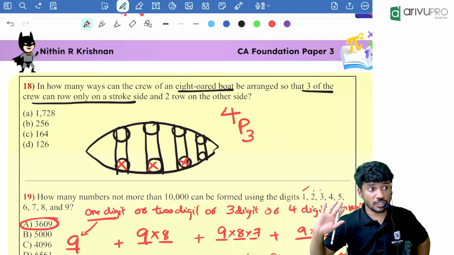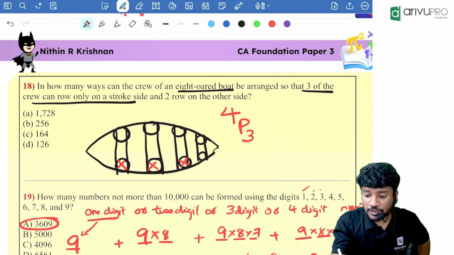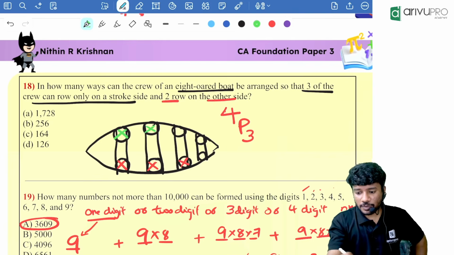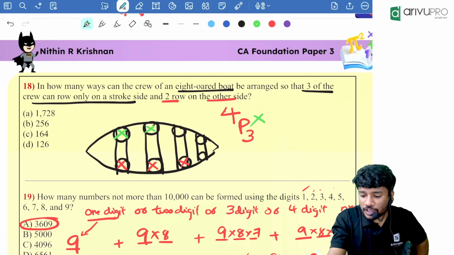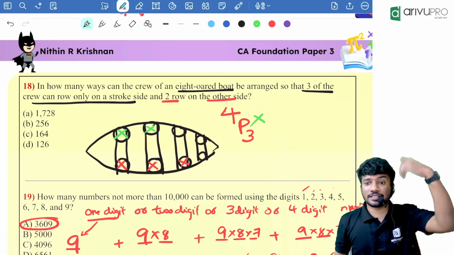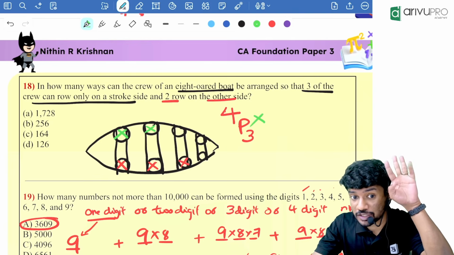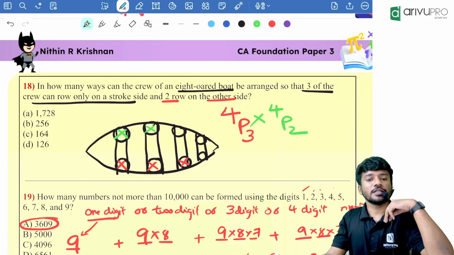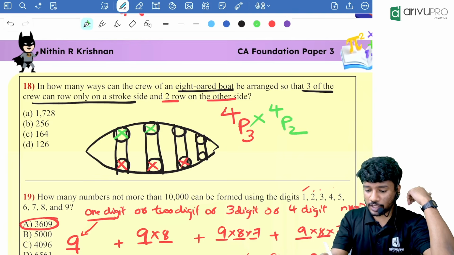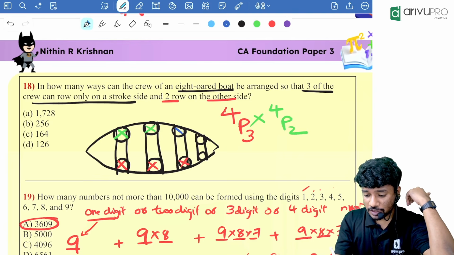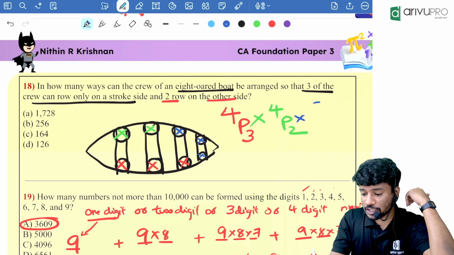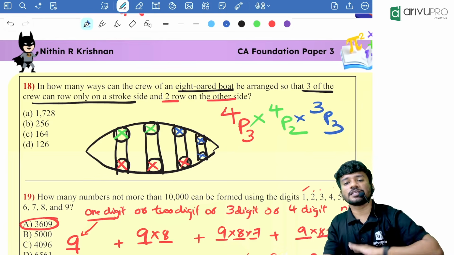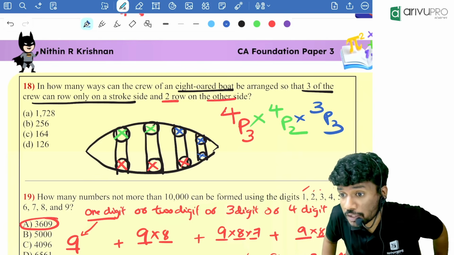Is that the only condition? No. Next one is what is given? 2 row on the other side. 2 more people row on the other side. That means, and means what? We should always multiply. 2 row on the other side means how many vacant places are there on the other side? 4. How many people are there? 2 people. So it is 4P2. Now can we keep the rest of the places vacant? No, they also should sit. So 3 places, 3 people. So 3P3 ways, and we should multiply everything. Are you getting the point? Are you understanding?